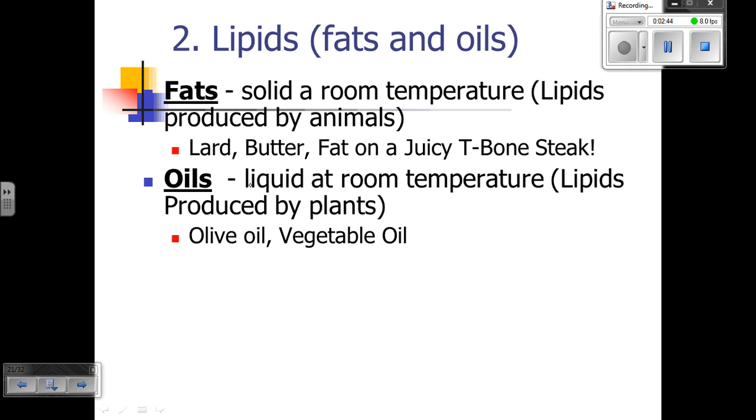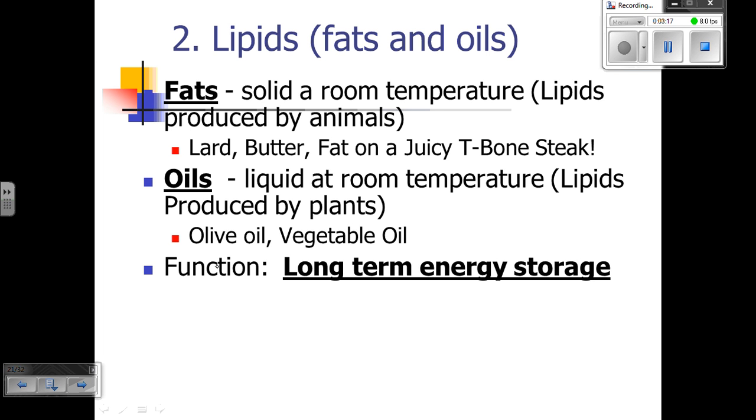Oils, on the other hand, are liquid at room temperature, and therefore they are lipids that are produced by plants. Okay, so when you think of an oil, you're thinking of olive oil. I think of vegetable oil. All things that are used in cooking, oils are typically produced from plants, and therefore are slightly different in structure than those of fats.